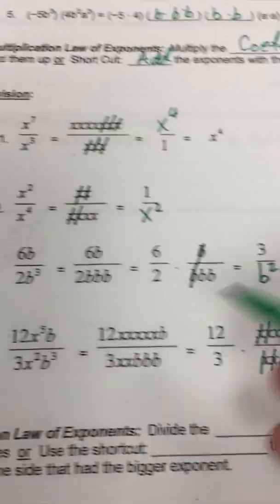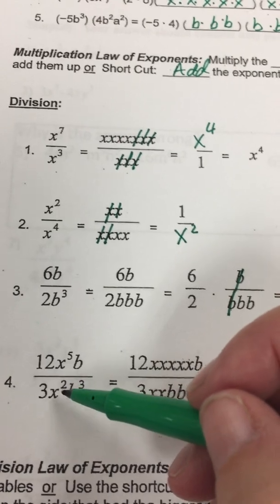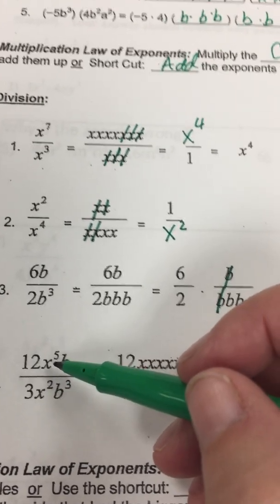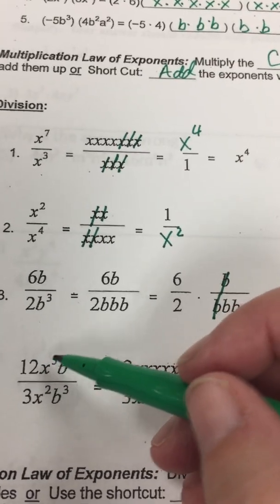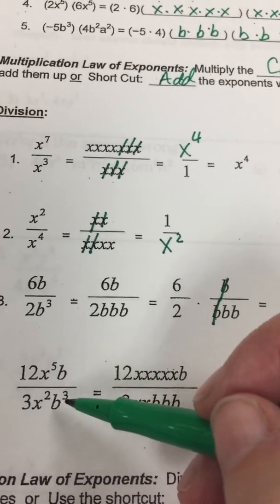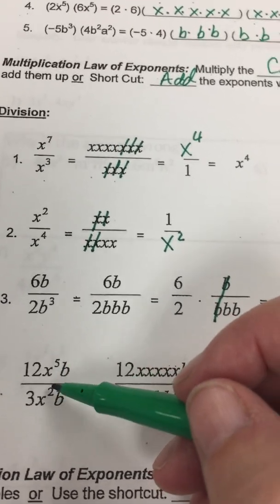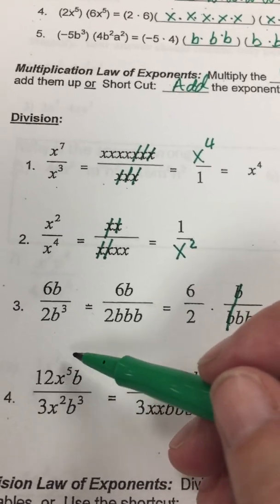So see how that works? 12 divided by 3 is your 4. I got 5 x's on top and 2 on bottom, so these 2 on bottom cancel out with 2 on top. How many are left over? There's 3, and they're on top because you had more on top to start with. A single b canceled out one of these b's on bottom, so you got b squared left on bottom. So you're actually subtracting the exponents and leaving the extras where the bigger number was.